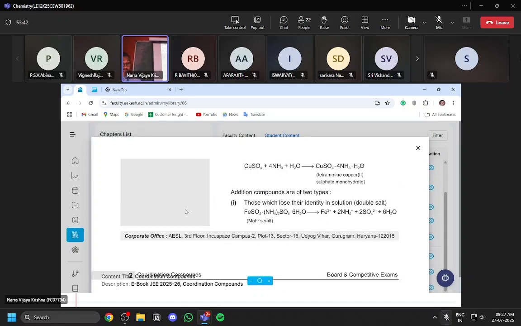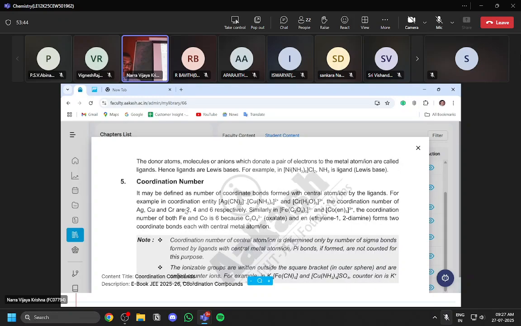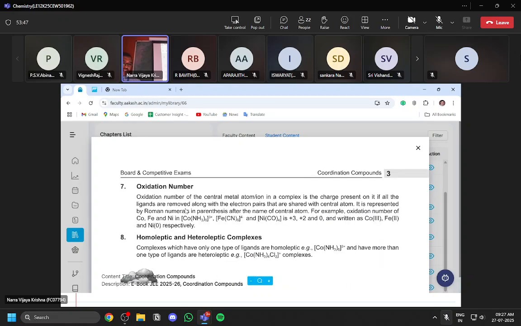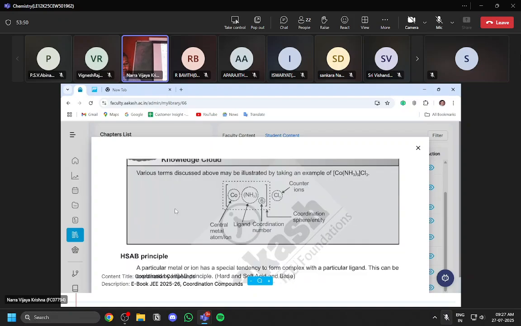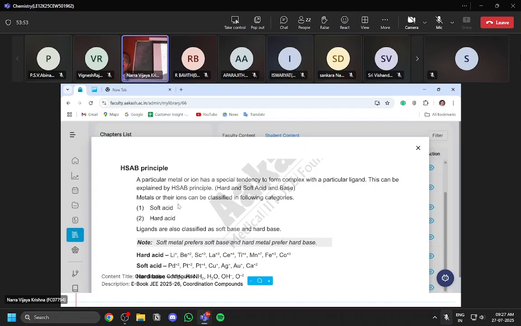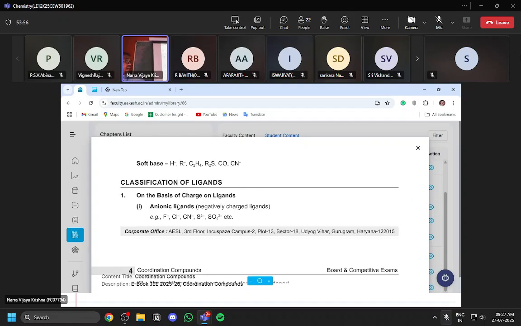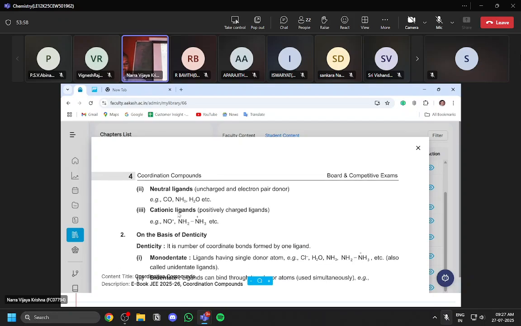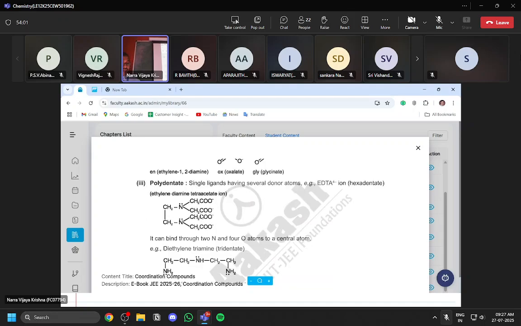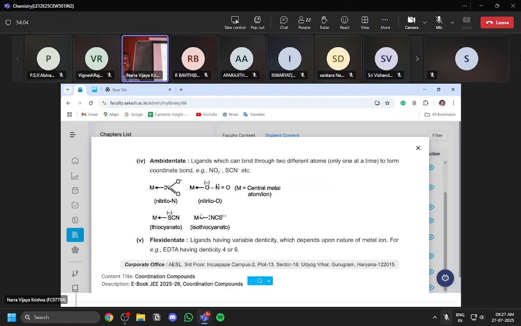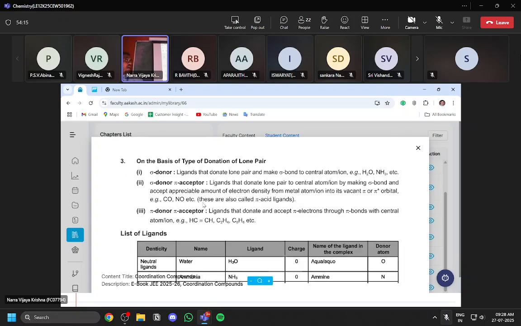Addition compounds, this topic is over. Coordination entity, central atom, ligands, coordination number, coordination polyhedron, oxidation number, homoleptic, heteroleptic, hard and soft acid base principle, classification of ligands: anionic ligands, neutral, cationic, based upon denticity: monodentate, bidentate, polydentate, ambidentate. Ambidentate also have we discussed or not? Ambidentate ligands means any one of the ligand atoms are donors.